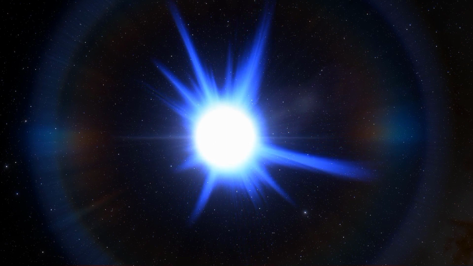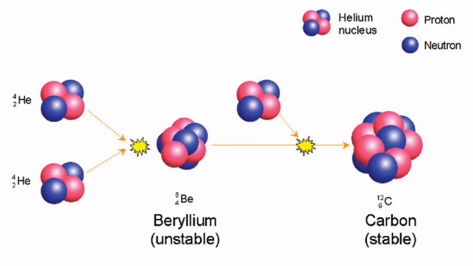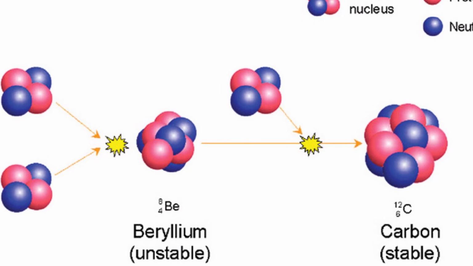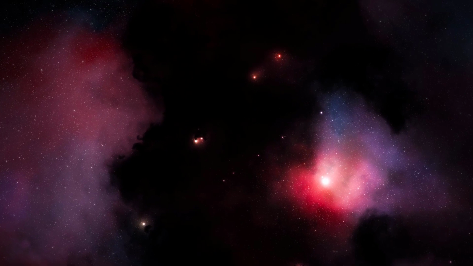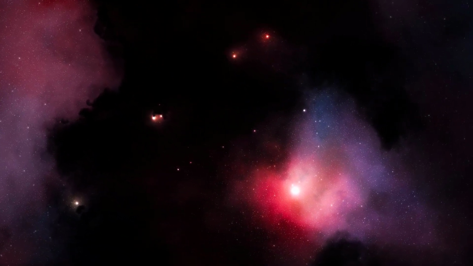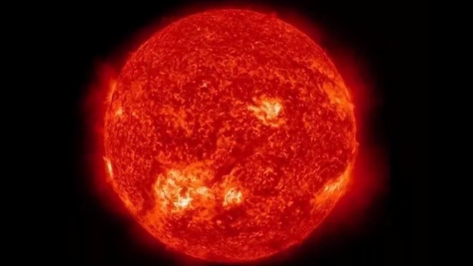As the core contracts, it grows denser and hotter, initiating the fusion of helium atoms into heavier elements like carbon and oxygen. While the core experiences this contraction and fusion activity, the outer layers of the star respond by expanding outward. The star's outer envelope swells, and it takes on a vibrant reddish hue. This new phase is known as the red giant stage.